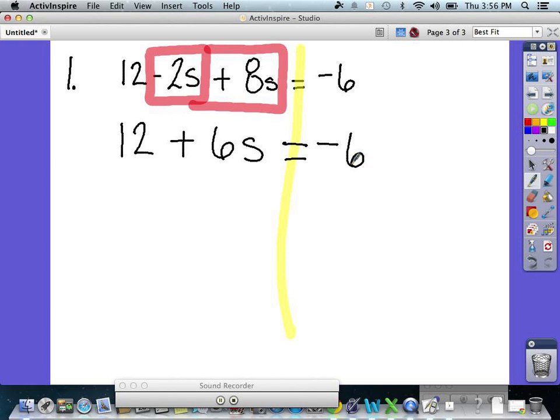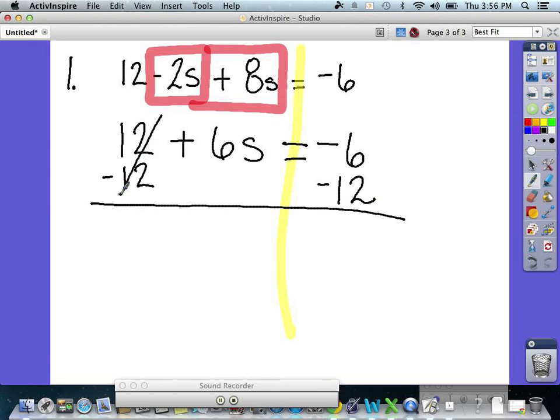And now I'm going to work my new equation. I need to get my variable on one side and my numbers on the other, so I'm going to move my 12. Minus 12 because it's positive over here. So once we go across the equal sign, that positive 12 is going to turn into a negative 12. This will cancel out. Now I have 6s remaining on this side of the equal sign. Negative 6 plus negative 12 will give us negative 18. Remember your equal sign.